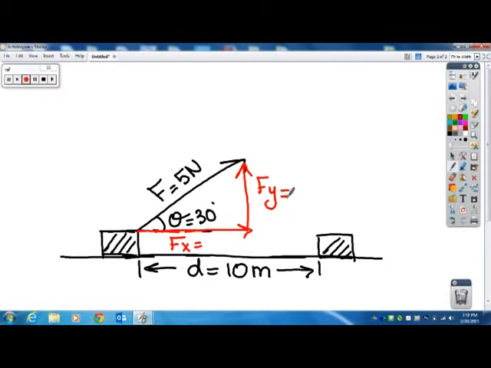You've got to calculate the Fx. You've got to calculate the horizontal component, because that's the component that's responsible for moving the box to the right. So make life simple for yourself. Just go ahead and calculate the Fx. I'm going to show you how to calculate both of them right now, but you're only going to use the Fx.